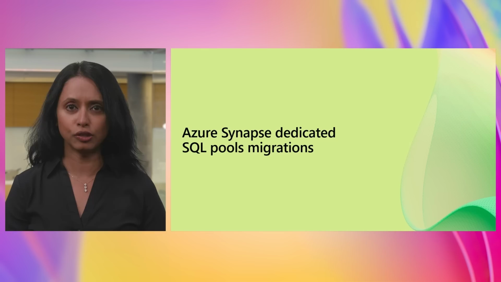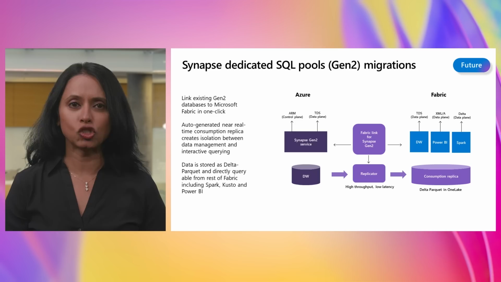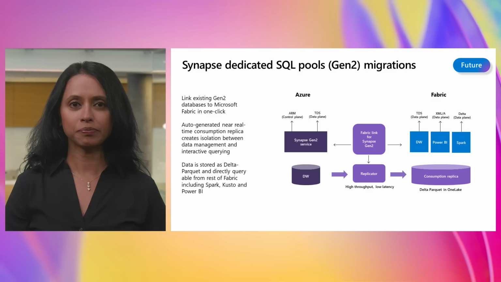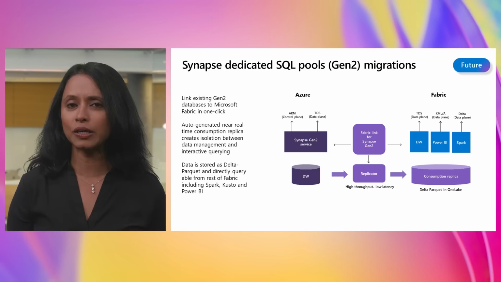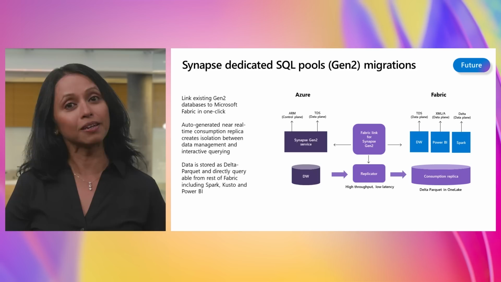In the future, you'll be able to link your existing Gen 2 databases into Data Warehouse in Fabric with just one click. A near real-time replica is automatically generated and maintained, giving you a healthy isolation between data management capabilities in Gen 2 and consumption in Fabric. Replicated data is automatically converted to Delta Parquet, and hence it is easily queryable from the rest of Fabric, including Spark and Power BI. Let's take a look.